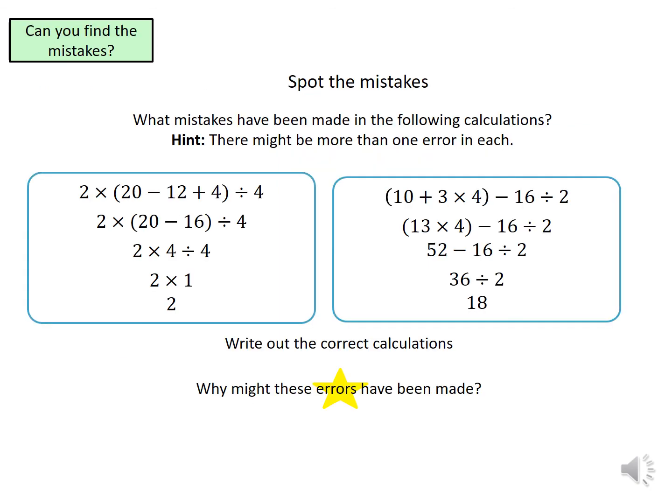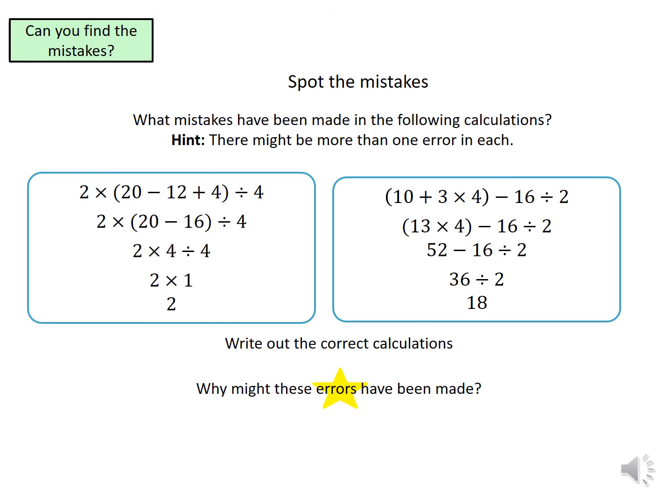Okay, now for the second part of your main task, I want you guys to identify the mistakes. You need to identify the mistakes that have been made when answering these BIDMAS questions. If you're in set 1, you need to attempt both questions. If you're in set 2 or 3, you do not need to try either of those two. The number at the bottom of the left box is 2, and the number at the bottom of the right box is 18. Those are given as the final answers. Somewhere along the calculations, there's been at least one mistake. Your job is to identify the mistakes and then write out the correct calculation.